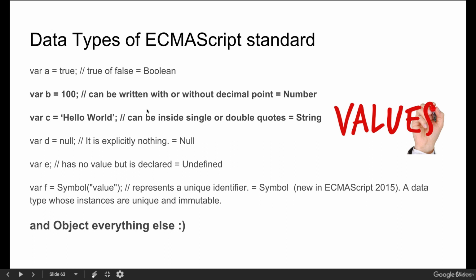There are numbers, which can be written with or without a decimal place. There are strings, which can be written with single or double quotes. There's also null, which is explicitly null, so there's nothing. And by default, when you declare a variable and haven't assigned any value to it, it comes back as undefined. There's also symbol, which represents a unique identifier. Symbol is new in ECMAScript 2015, and it's a data type whose instances are unique and immutable. And everything else, or almost everything else in JavaScript, is an object type.